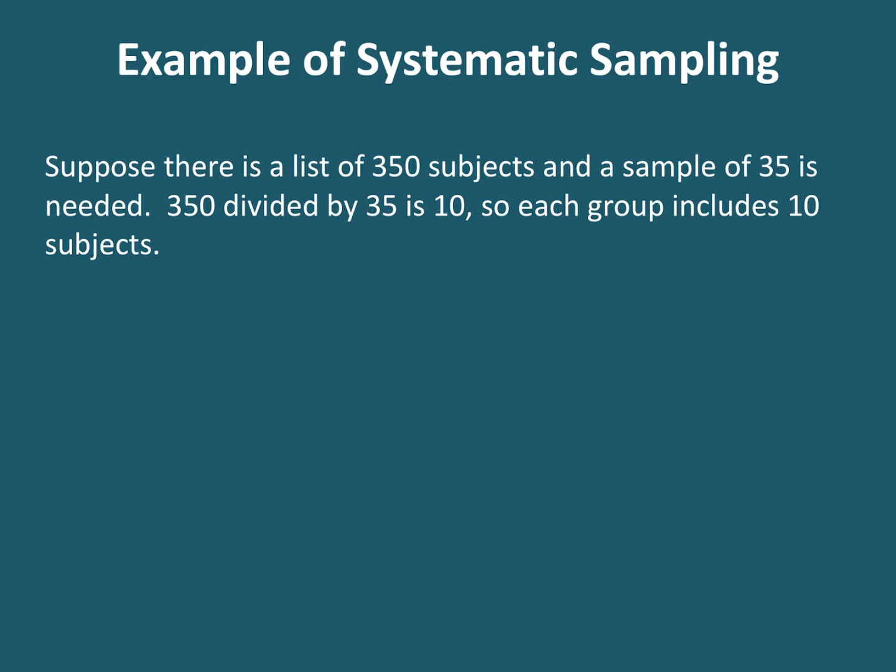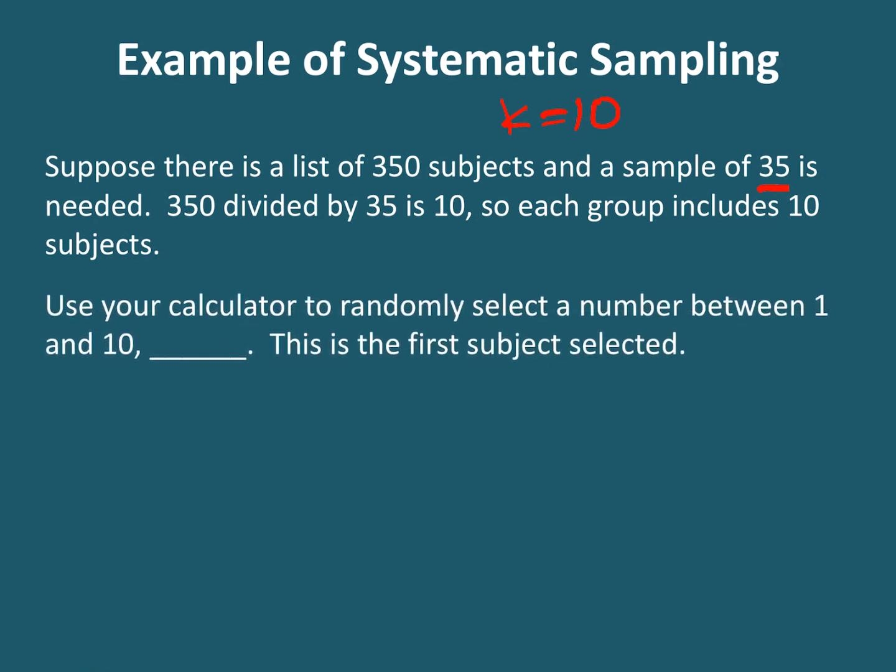Now suppose there is a list of 350 subjects and a sample of 35 is needed. Now let's say that 350 divided by 35 is 10, so that each group includes 10 subjects. So in this particular case, our K will be 10. So we're going to use our calculator to randomly select a number between 1 and 10.